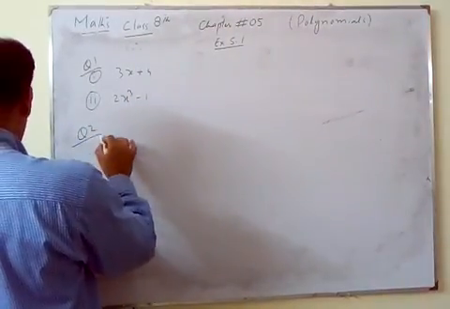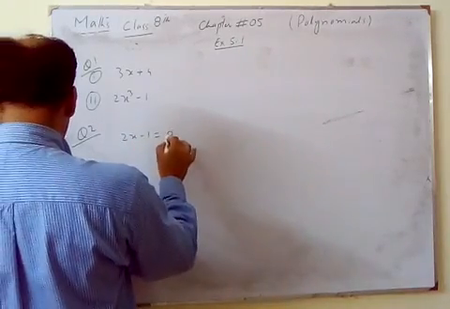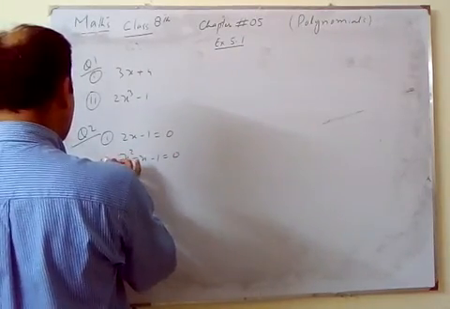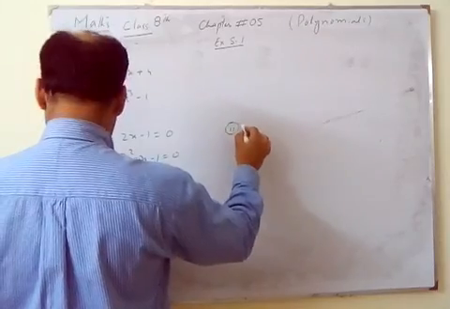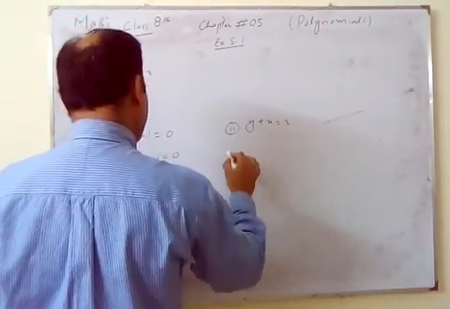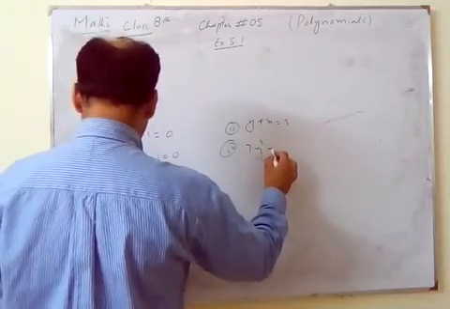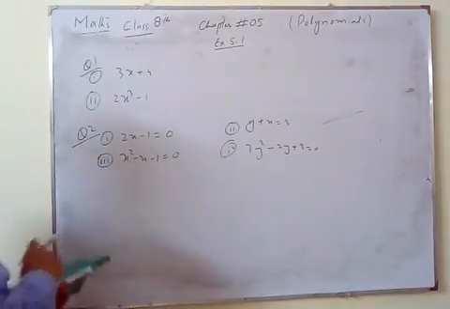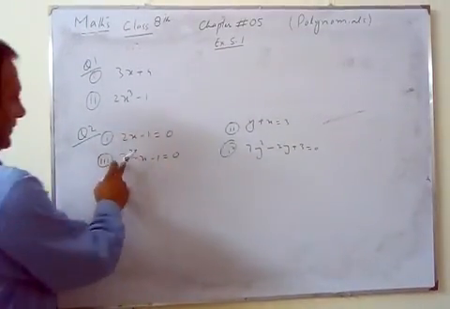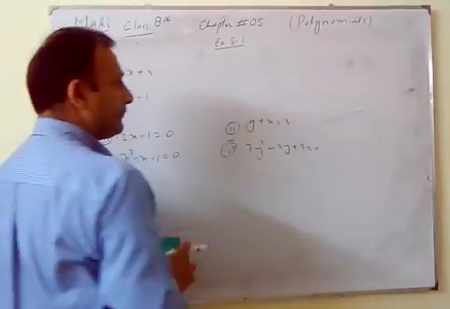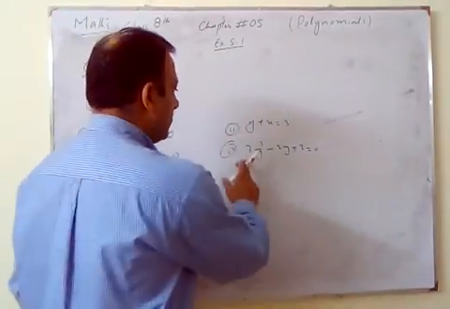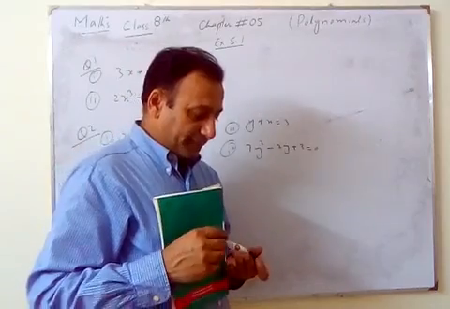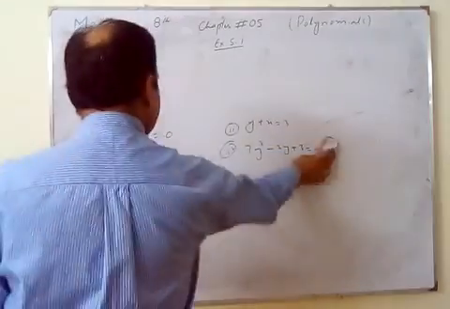For example, 2x minus 1 is equal to 0, x square minus x minus 1 is equal to 0, y plus x is equal to 3, 7y square minus 2y plus 3 is equal to 0. So what are the variables? In this, x is a variable, in this, x is a variable, in this, x and y both are variables, in this only y is a variable. So we just have to tell what the variables are here.